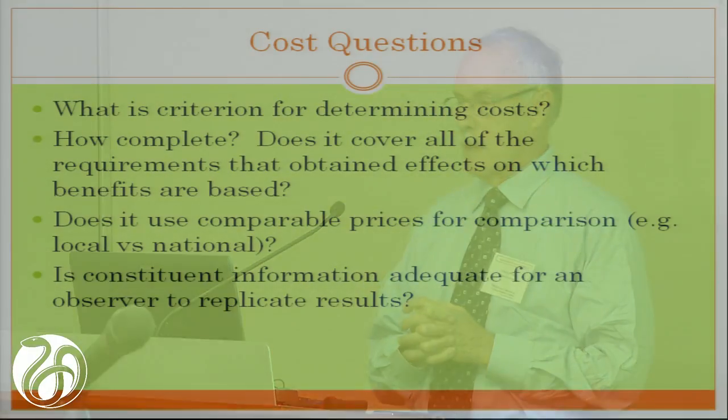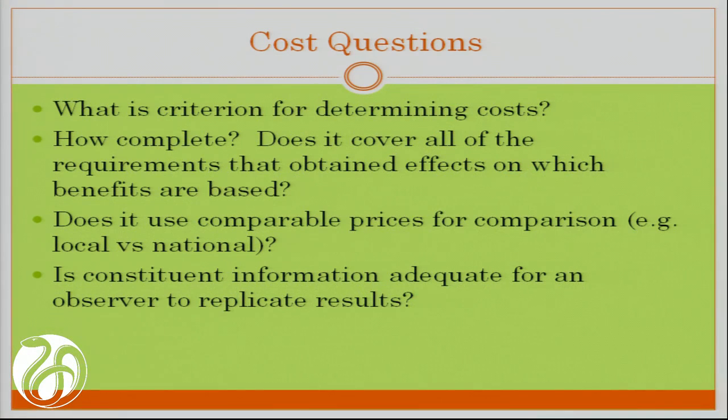We ought to have standards, because we can work towards them. They're not going to be easy, but I think there are some standards that we can use to answer that question. How complete should the cost be? We argue that it must cover all of the requirements that obtained the effects. Look at it this way, take Perry Preschool.